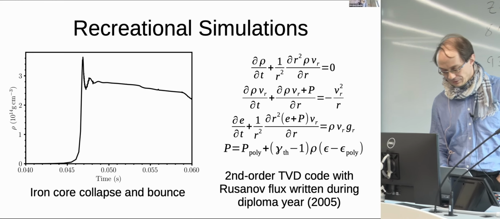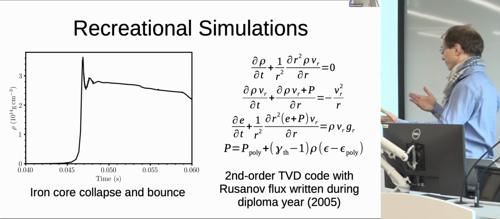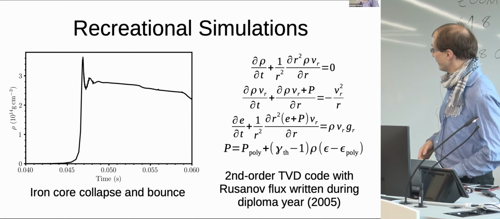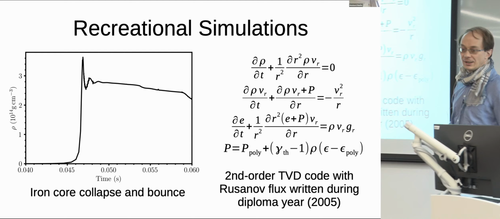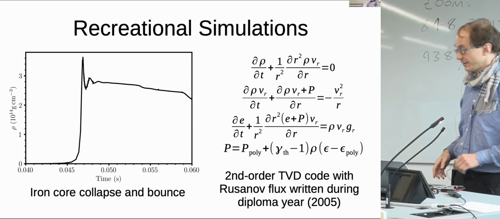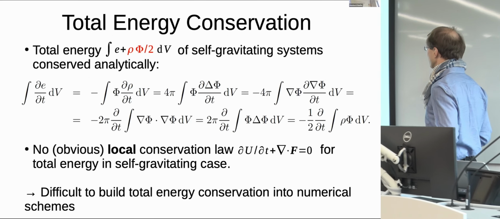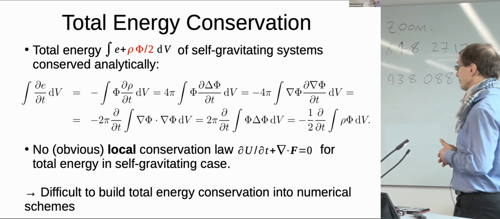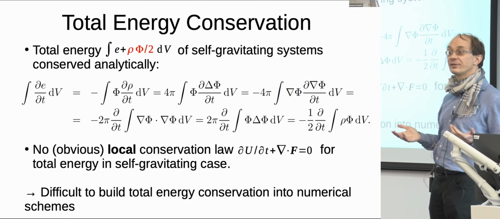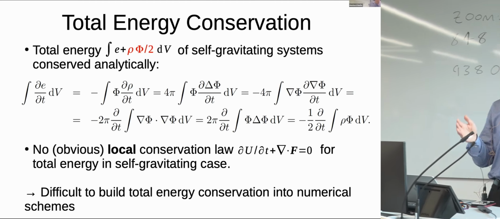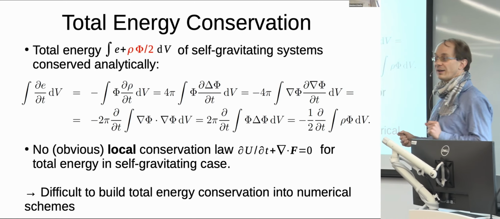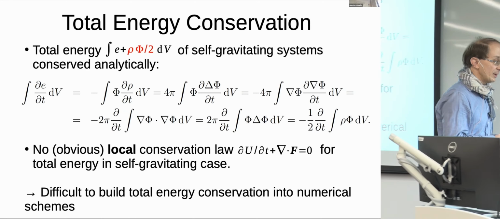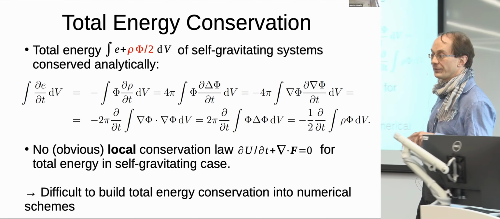And one of the important metrics to look at there, for a collapse and explosion problem, is total energy conservation. Now, total energy conservation is quite fine if you're doing hydrodynamics without gravity or with external gravity. But for self-gravity, it's actually not quite trivial. Because any physical, astrophysical system obeys total energy conservation if you include self-gravity. But unlike the conservation of total energy without gravity, that doesn't come about directly as a result of some local conservation law, d/dt of something plus divergence of some flux equals 0.